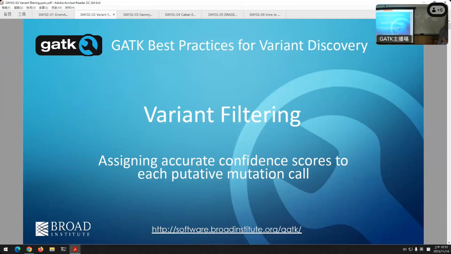Okay, we're going to finally talk about filtering, variant filtering here. So we had mentioned this several times. This is going to be a presentation on filtering. You'll see a lot of machine learning.